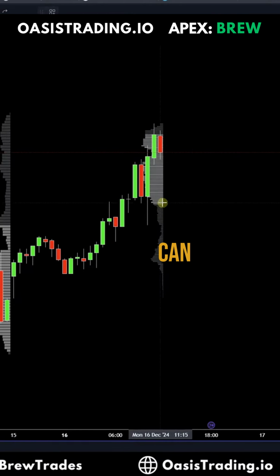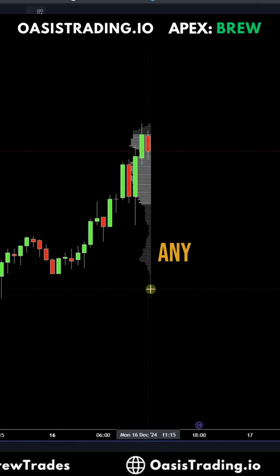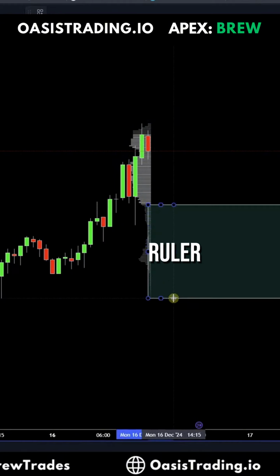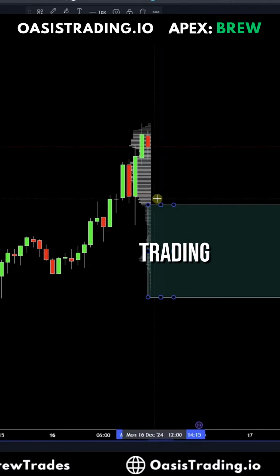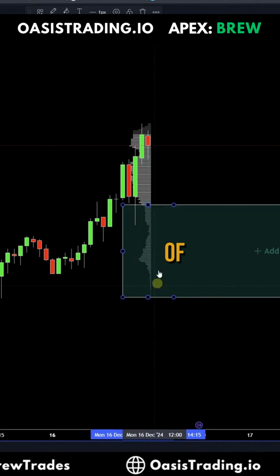So you can count the lower tail any way that's easy for you. You can use a box, or you can use a ruler. You can just count with the points, however you want to do it on the TradingView chart or whatever charting platform you're using. Just find the length of the lower tail, in this case here. That would be about, looks like about 17 points.